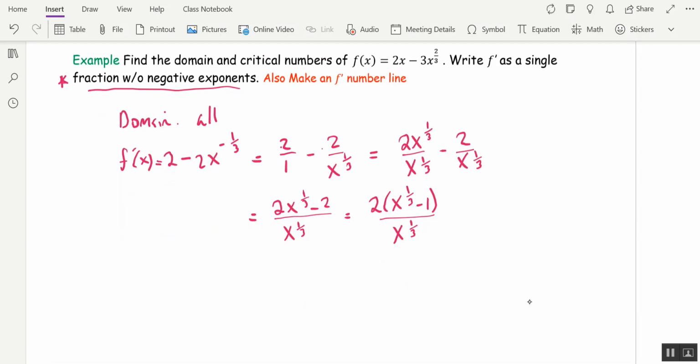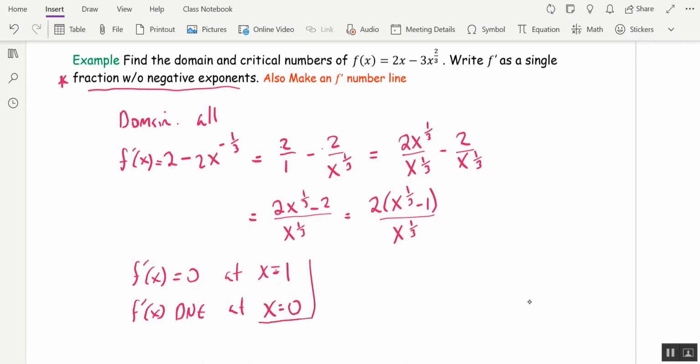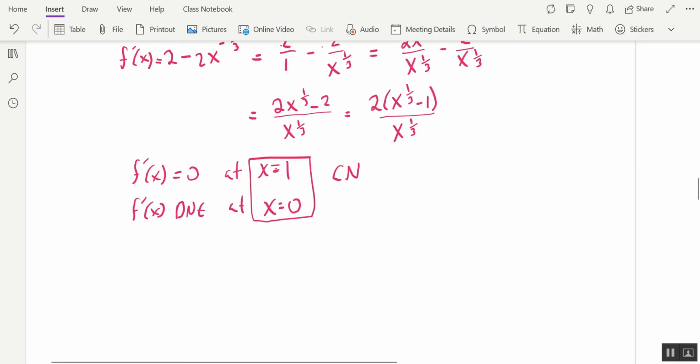Okay, perfect. Now f prime of x is 0 when the numerator is 0. If we look at this numerator, it's 0 when x is 1. And f prime of x does not exist at the places where the denominator is 0, and that's x equals 0. Those are both in the domain, so they're both critical numbers. So those are the numbers I have to plot on my number line.